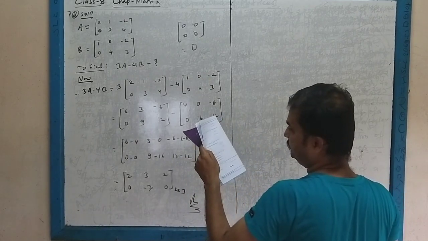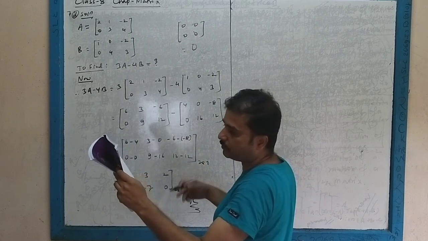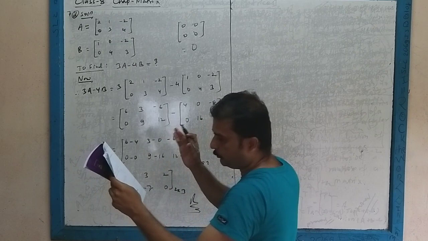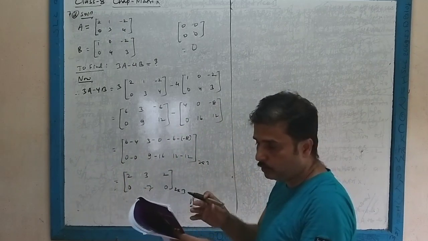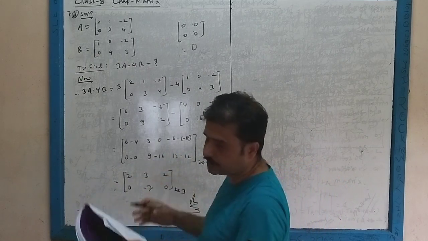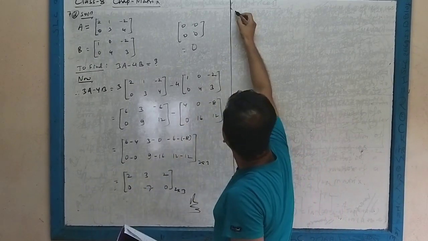Now see question number 9. Find singular and non-singular matrices. You just need to check whether the matrix is a singular matrix or a non-singular matrix. There are 4 matrices given to you. Out of the 4, which are singular and which are non-singular? To find that, you need to find its determinant. So I will do 2 problems.